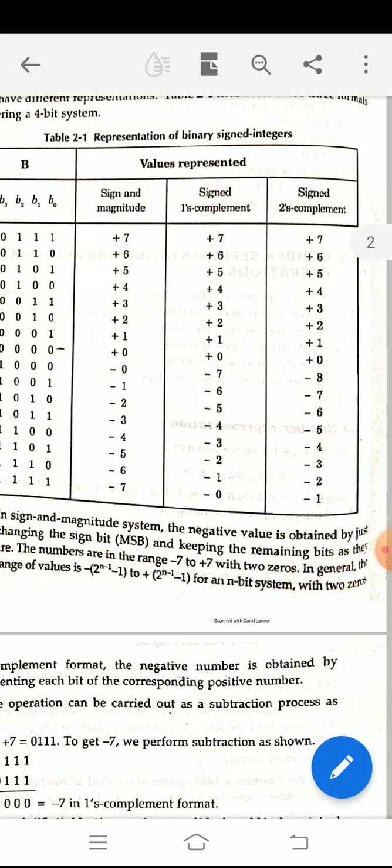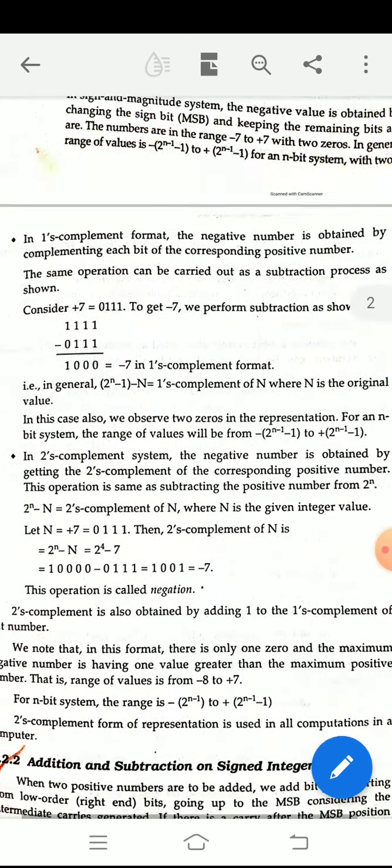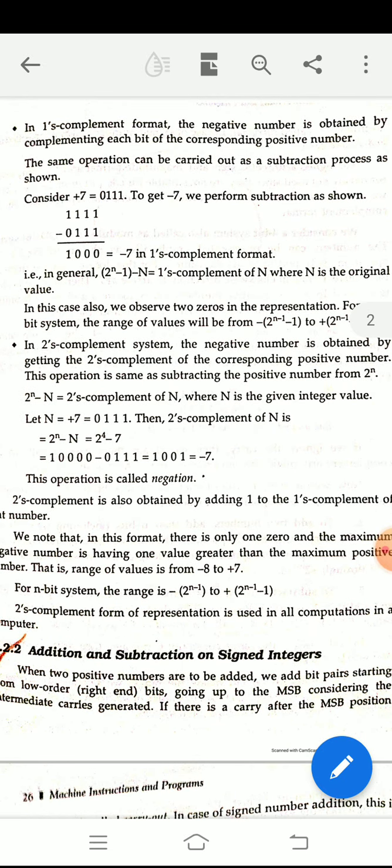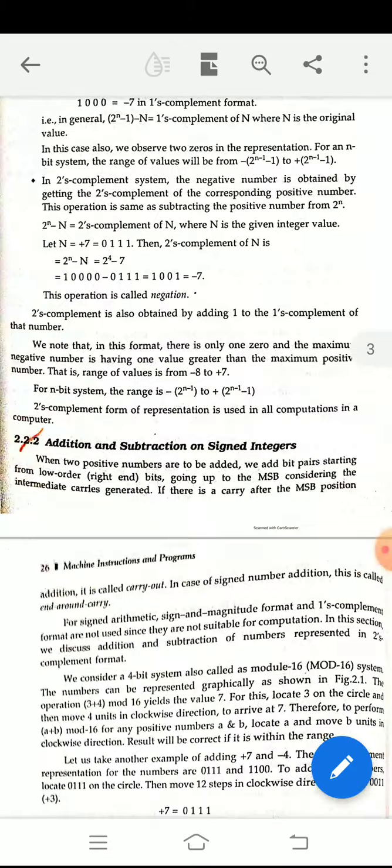See the table. What is there? 1 0 0 1 is minus 1 in sign magnitude, minus 6 in 1's complement, and minus 7 in 2's complement. This operation is called negation. The 2's complement is also obtained by adding 1 to the 1's complement of the number. Take the 1's complement of any number, add 1, and that is known as the 2's complement.